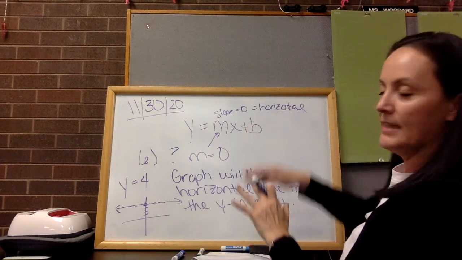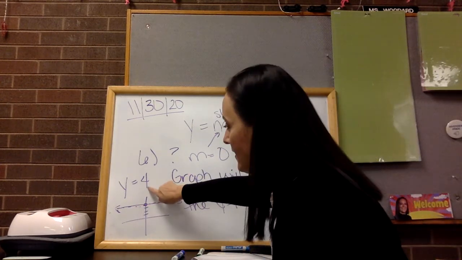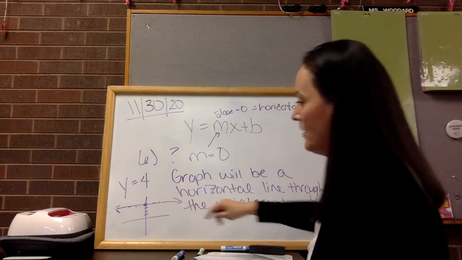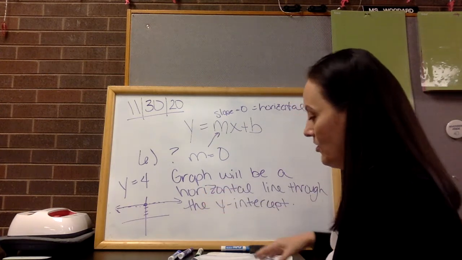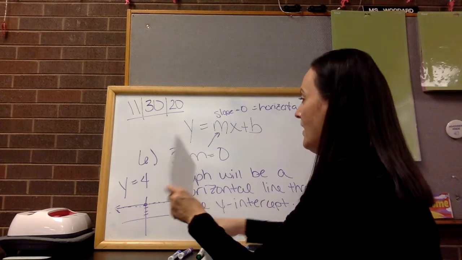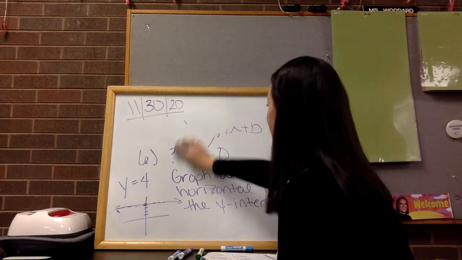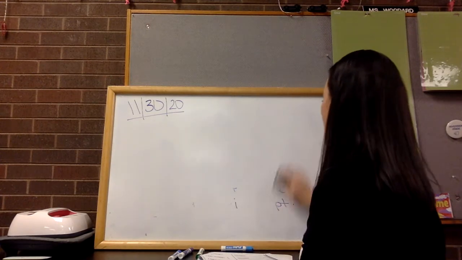You're not going up and down. You're just moving left and right. As you're moving left and right, y is continuing to equal 4 because we're not going up and down. The x's change, but it's always going to be a horizontal line through that y-intercept. The y-intercept is 4. So that's what happens when the slope is 0. All right, guys, we're going to move on to the next set of problems on the next slide.